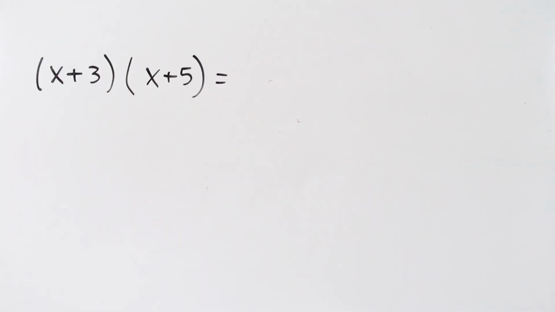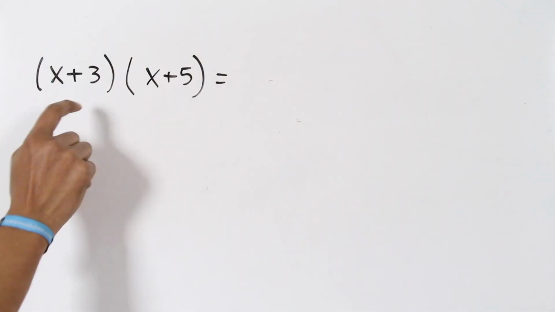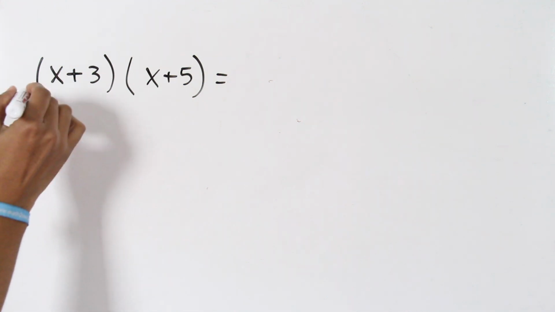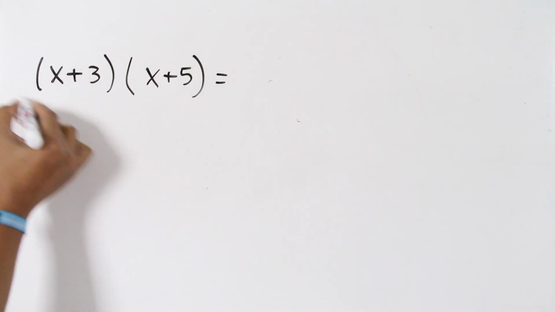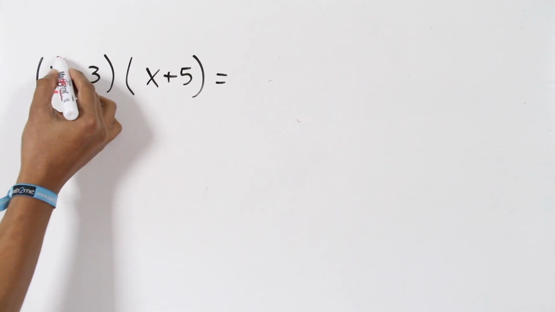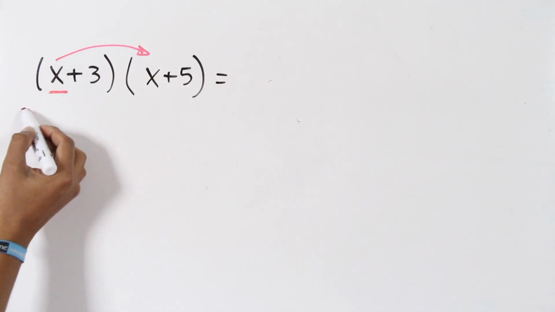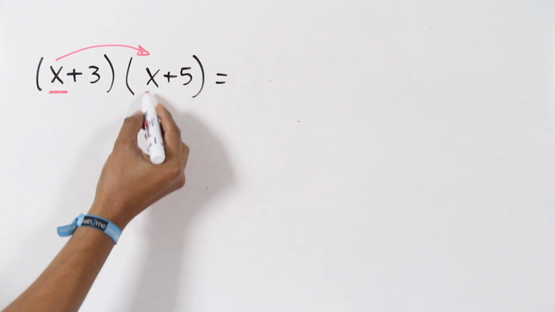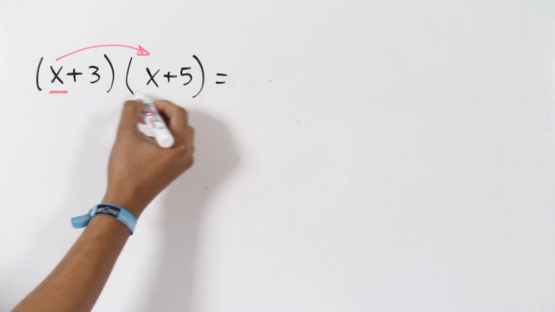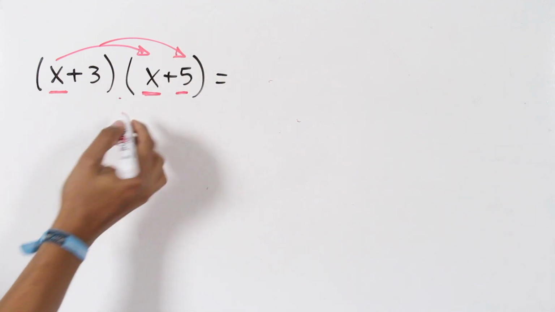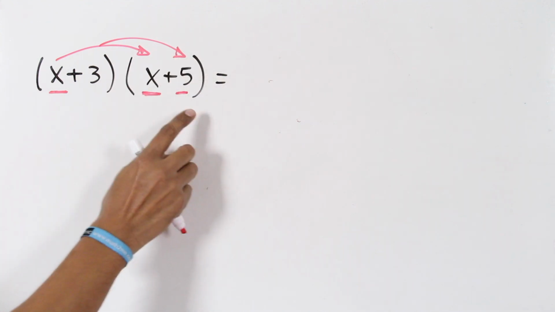Moving forward with binomials, we have this example. And the procedure is very simple. Just multiply the first term of the first binomial by all terms of the second binomial from left to right, starting with the first term. Also, you can multiply from right to left, but we need to do it in one order.